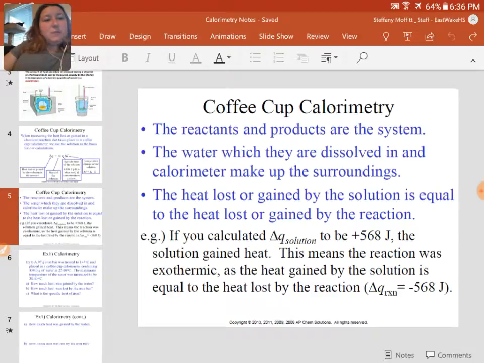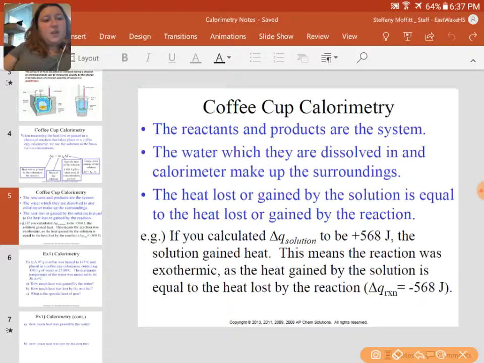So the reactants and products are the system. So your reaction is the system. The water which they are dissolved in is the surroundings. The water changes its temperature. That is the surroundings. The heat lost or gained by the solution is equal to the heat lost or gained by the reaction. So if the heat gained by the water is 20, then the heat lost by the reactants and products is negative 20.